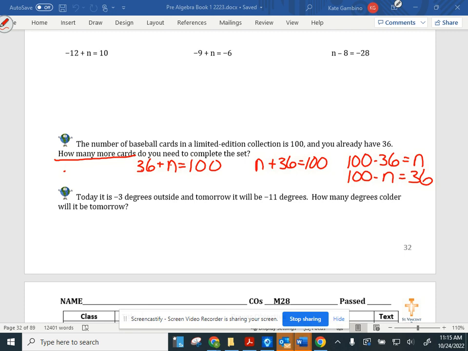Today it is -3 degrees outside. Oh, those negative numbers. Tomorrow will be -11 degrees. How many degrees colder will it be tomorrow? Work with those negative numbers correctly. You're going from -3 to -11. How many over are you going?